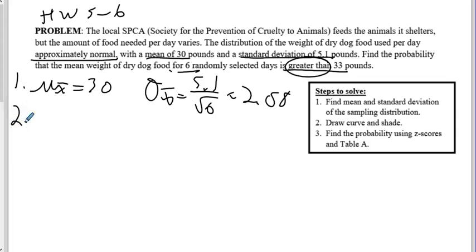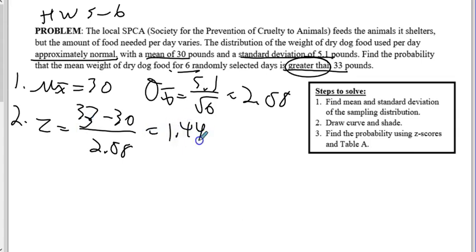Number 2, we have to draw a curve and shade, but we need a z-score for that. So, z equals, remember, it's the actual value minus the mean divided by the standard deviation. Let's work backwards. What's the standard deviation? We just got it. 2.08. What's the mean? 30. It's right above there. So we're going to subtract it from the actual value. What is the stated actual value we're comparing to? 33. See how we work backwards and we just find it? It's very easy. 33 minus 30. So when we do that, we get 1.44.